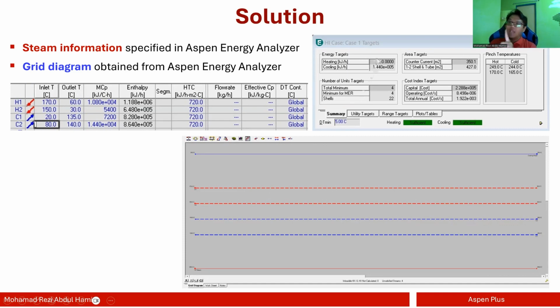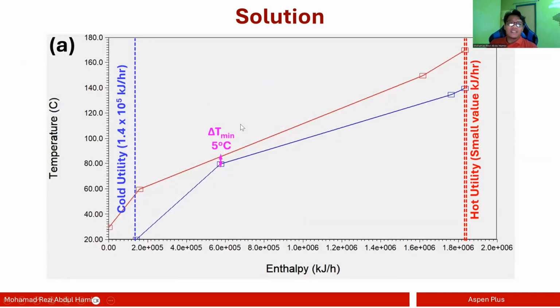Now I want you to remember the 0 and the 1.44 times 10 to the power of 5, and how they relate to the composite curve. So let's check out our composite curve. This is our composite curve. I just estimated this graphically, but the program will calculate it for you. I just want to highlight where it is coming from. This is the composite curve when we use a delta T minimum of 5 degrees Celsius.